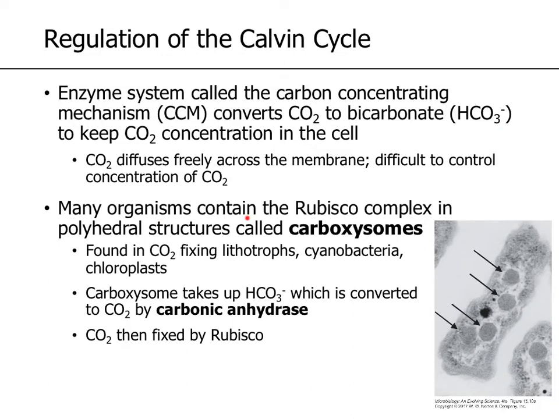Many organisms contain the rubisco complex in what are called carboxysomes. These are these polyhedral structures here. These are found in CO2 fixing lithotrophs, cyanobacteria, and chloroplasts. The carboxysome is what takes up the bicarbonate, and then it's converted back to CO2 by carbonic anhydrase. So the rubisco is still using CO2 regardless of the fact that the cell is trying to hoard CO2 by changing it to bicarbonate. It still has to be converted back, and so it's using carbonic anhydrase to do that. So then rubisco can go on and do its thing.